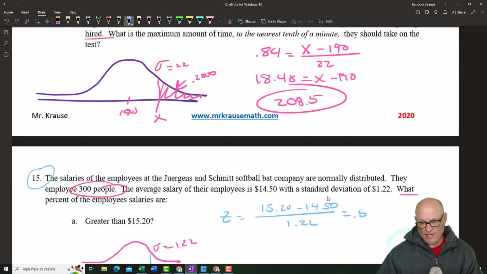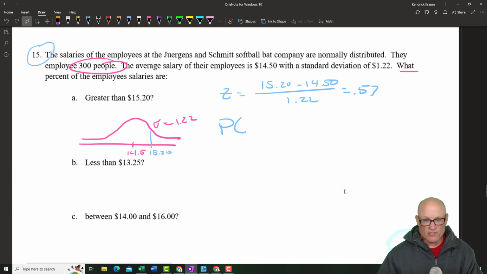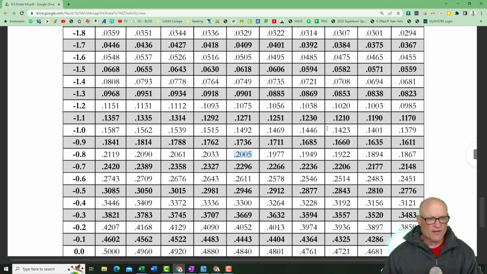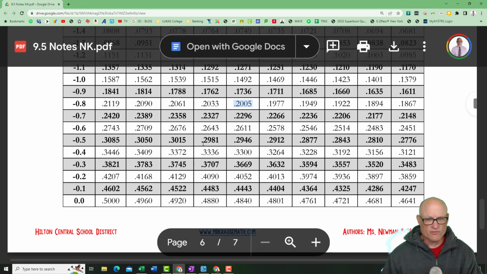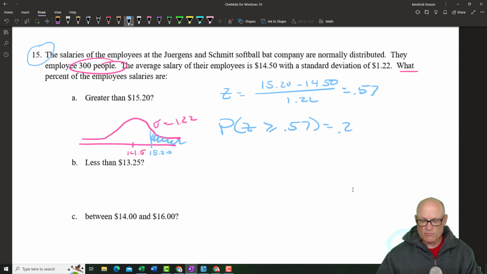So a z-score of 0.57. Again, this is the bonus part if you want: the probability that z is greater than or equal to 0.57. I should have shaded greater than. Looking up 0.57 gives 0.2843. And if I said percentage, the answer is 28.4%. It does say what percent, 28.43%. Anything rounded properly would be fine.